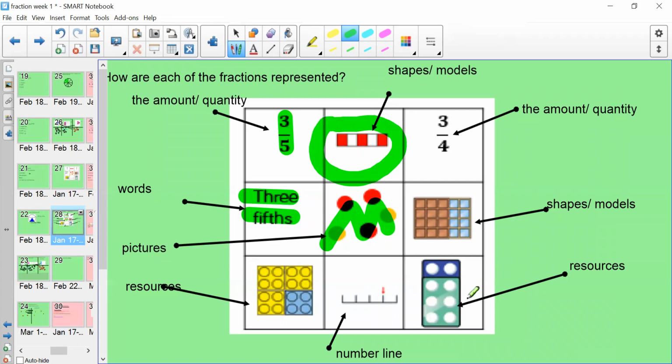Okay, then let's have a look at these ones. So we've got, again, 3/4 over here. And then we've got some resources, so some Lego. So we can see that this Lego has been split into 4 parts. So we've got 4 equal parts. And then 3 of those parts are yellow. So this one is also representing 3/4. Okay.